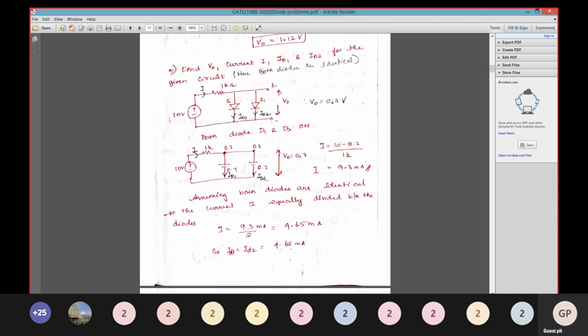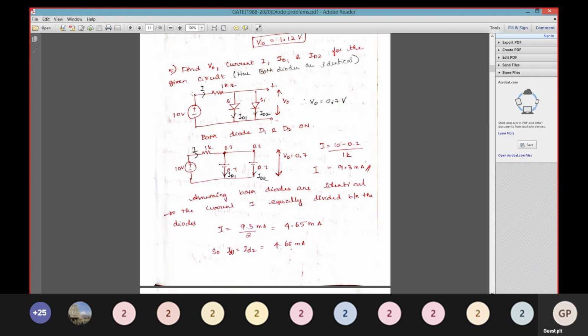Okay, this type of problem I have taught you already. The fifth problem, the same model problem. Like there we used a Schottky diode and a normal diode. Here both are the same diodes. Both are identical. Okay, find the output voltage V naught.